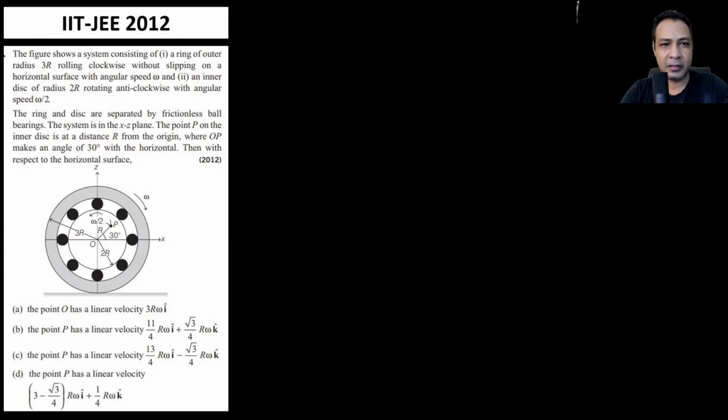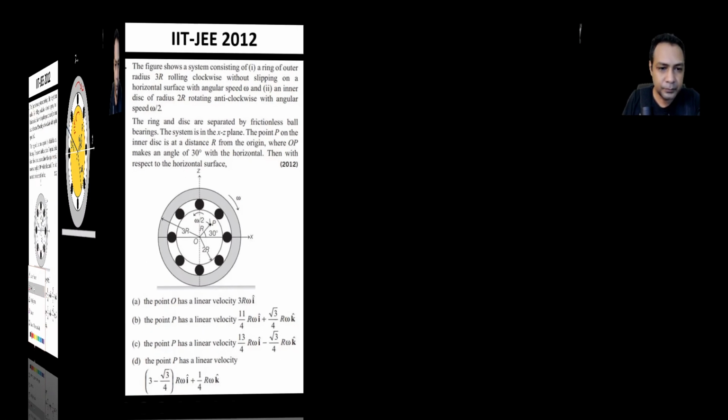The ring and the disk are separated by frictionless ball bearings. The system is in the x-z plane. The point P on the inner disk is at a distance r from the origin, where OP makes an angle 30 degrees with the horizontal. Then with respect to the horizontal surface, we have to pick the correct option. There are 4 options. It's a multiple choice question, and we'll see each option one by one.